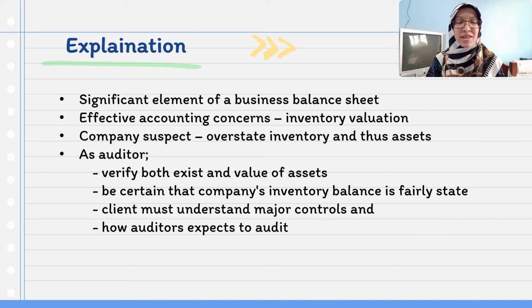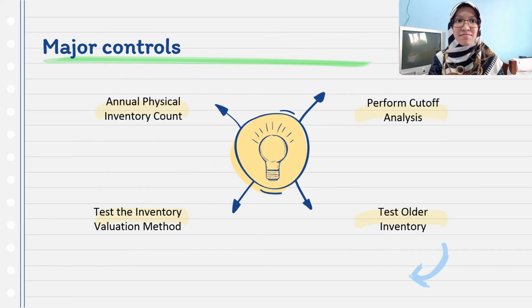My part is Major Controls and Audit Procedures. Inventory is a large part of the auditing process for companies with physical goods. There are many complex accounting issues surrounding inventory valuation. Companies have the temptation to overstate the inventory and thus overstate the assets. This means the auditor should focus on verifying the existence and valuation of the assets. These are 4 major controls in inventory cycles, so let's check the audit procedures.